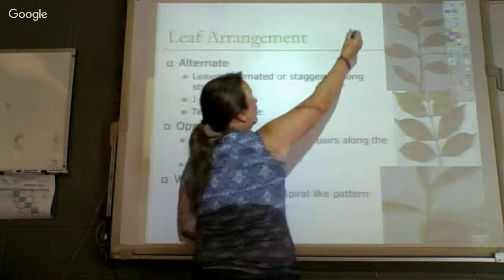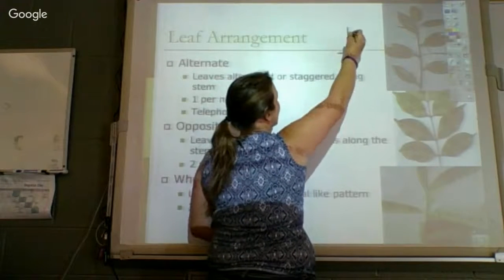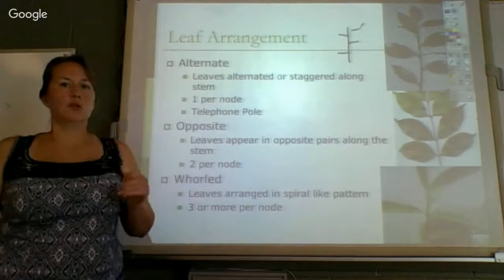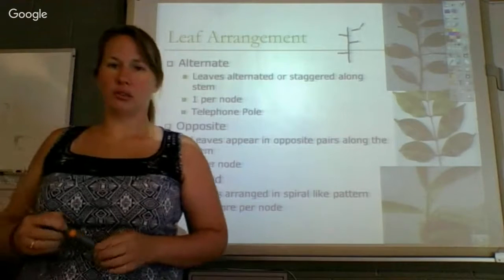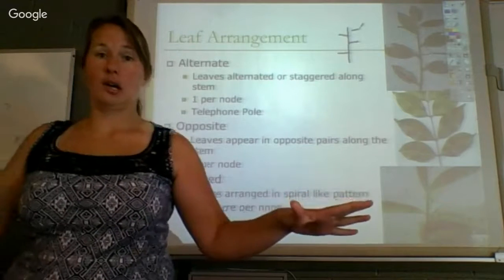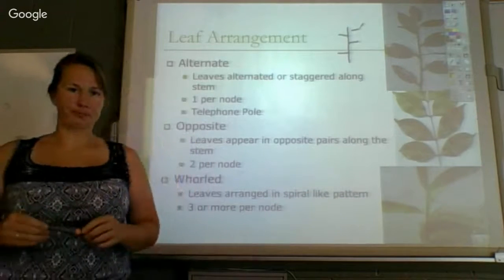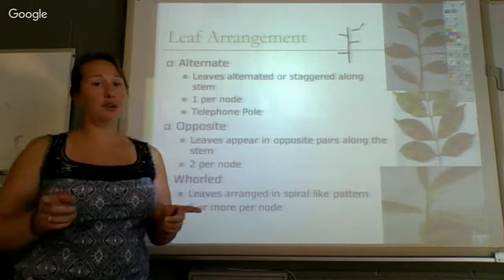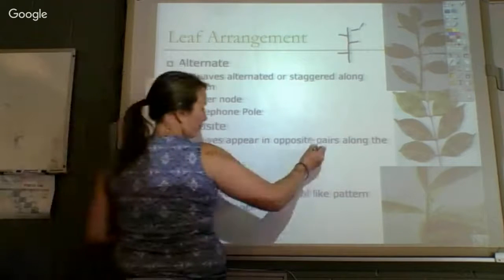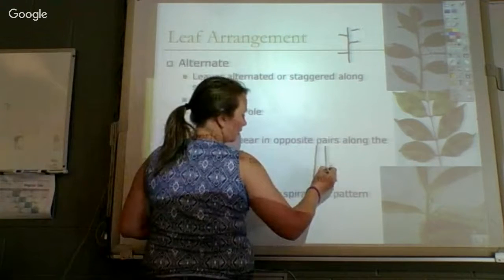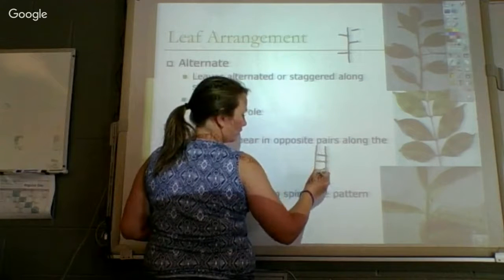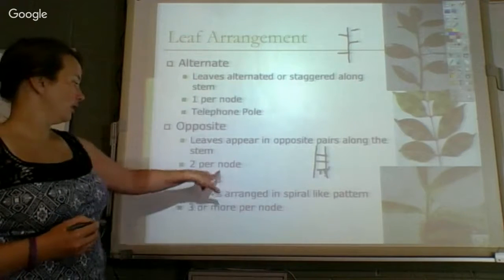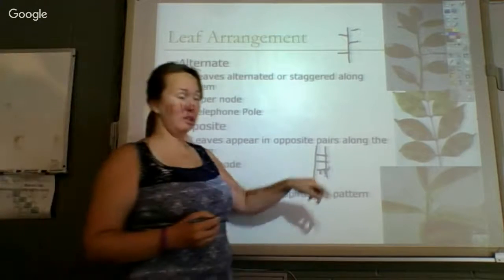If you think about that telephone pole, there's stakes that come out of it like that for the man to climb up. So at each node, and a node is a place where something comes out of a stem, there's only one leaf coming out. For opposite, the way I remember opposite is I think of a ladder. If you are going up a ladder, you can step with either your right foot or your left foot, and there'll be something there for you to step on. There's 2 leaves per node.